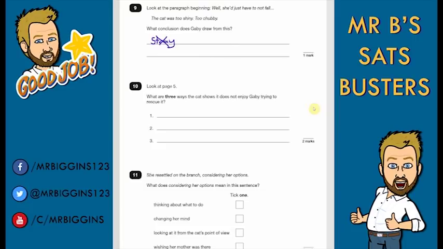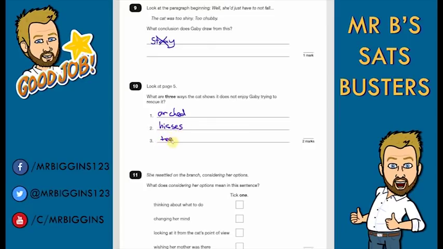Now, look at page 5. What are the 3 ways the cat shows it does not enjoy Gabby trying to rescue it? Actually, 4 ways. If you look in the text, there's a point in page 5 where it tells us 3 right off the bat together. It's in a single sentence in a paragraph. There was never any arched backs, hisses, or sharp teeth. Okay, so we could put the arched back. This is what she does when she first goes up. Could do the hisses.